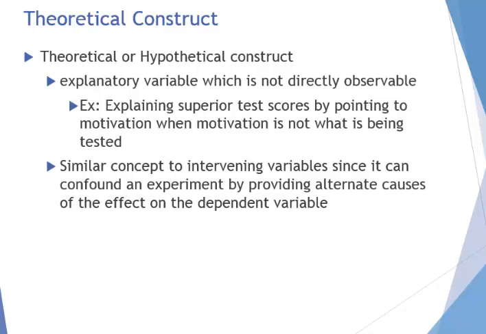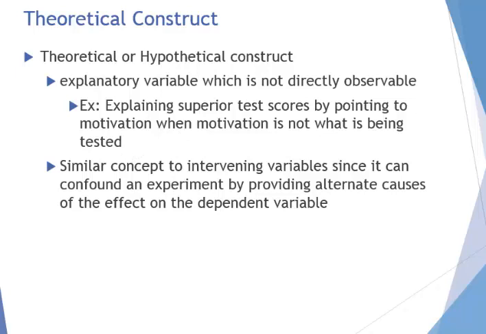A theoretical construct or a hypothetical construct is something that can be used to, I guess, nullify or decrease the reliability of an experiment, based on the idea that you have an idea as to why people react in a certain way. It's an explanatory variable, in other words, an explanation as to why something happened, that's not directly observable. Explaining superior test scores by pointing to motivation when motivation is not being tested.